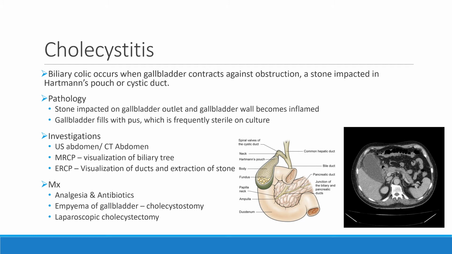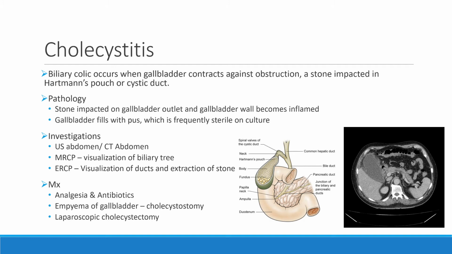Another investigation you could do for cholecystitis is an MRCP, which is a visualization of the biliary tree. ERCP is a visualization of the ducts and also allows you to extract the stone. Basically, ERCP involves a camera down the upper GI tract, and they inject a dye into the biliary tree, and then they take some X-rays of the abdomen, and where you can see the dye stop, you know that there's an obstruction there, and you can retrieve the stone.